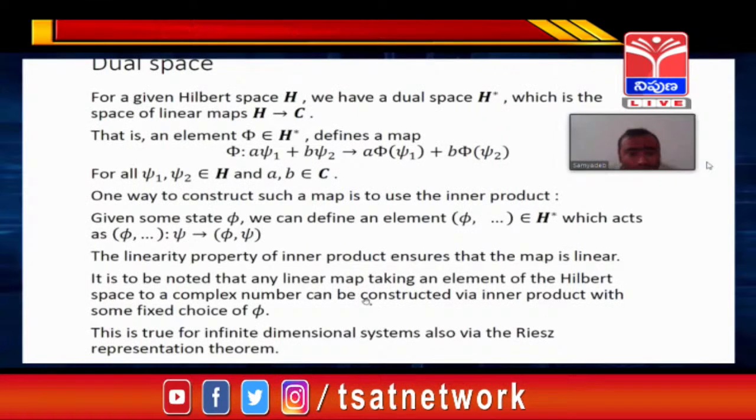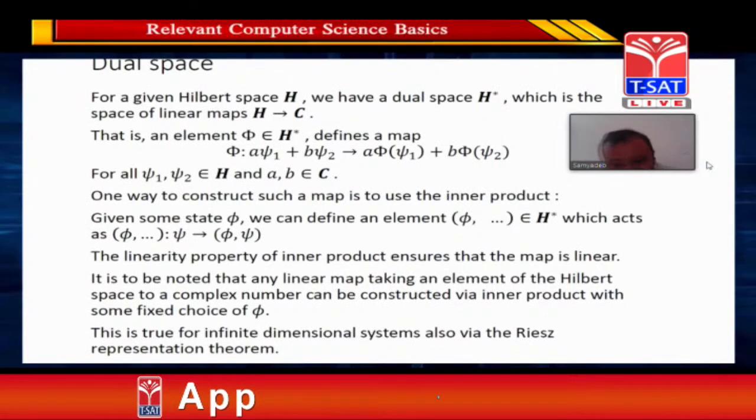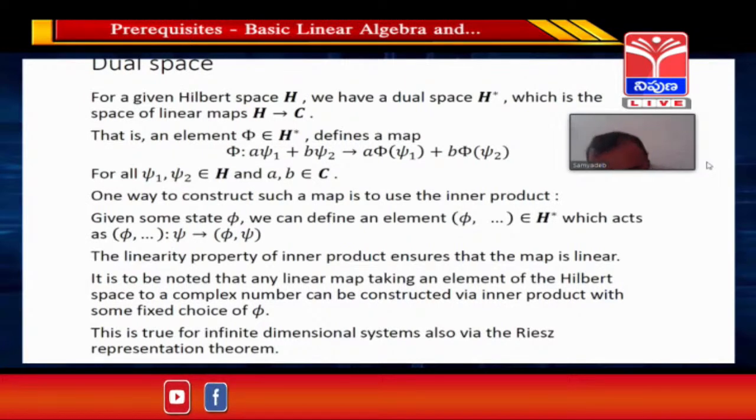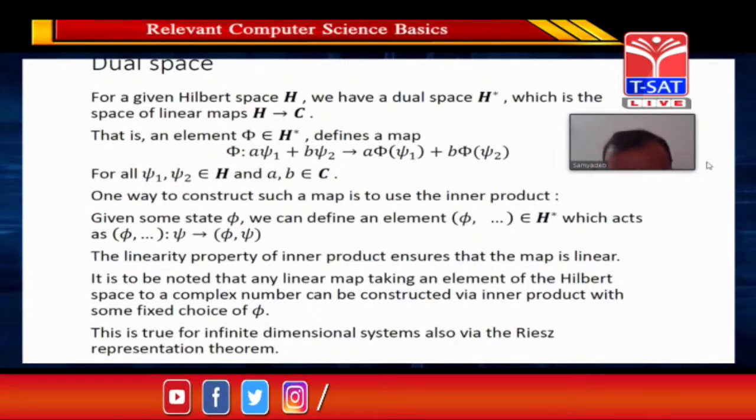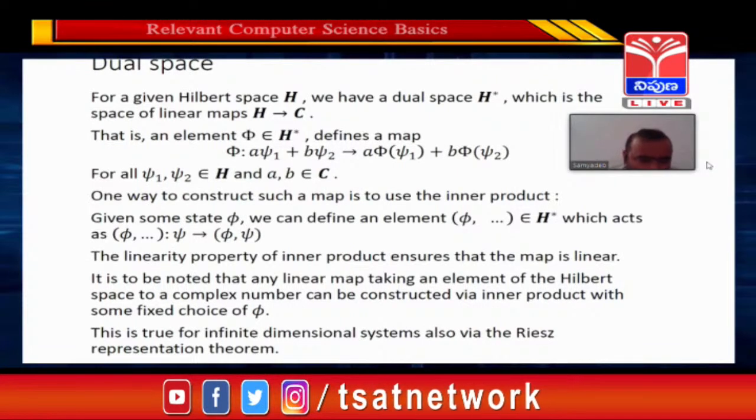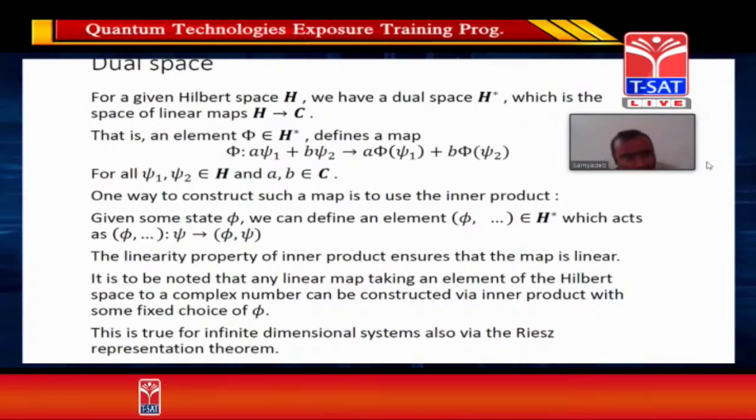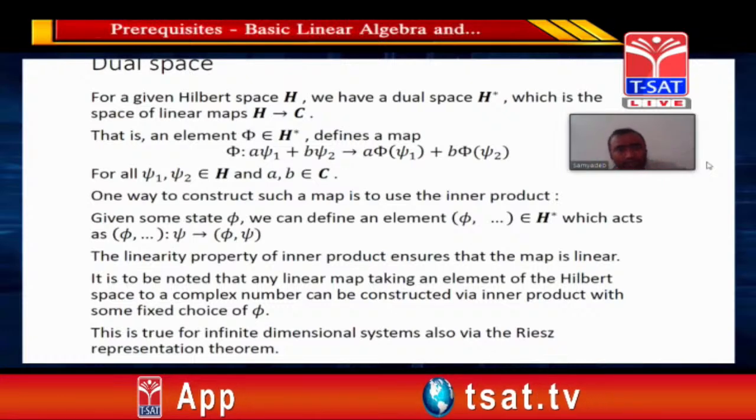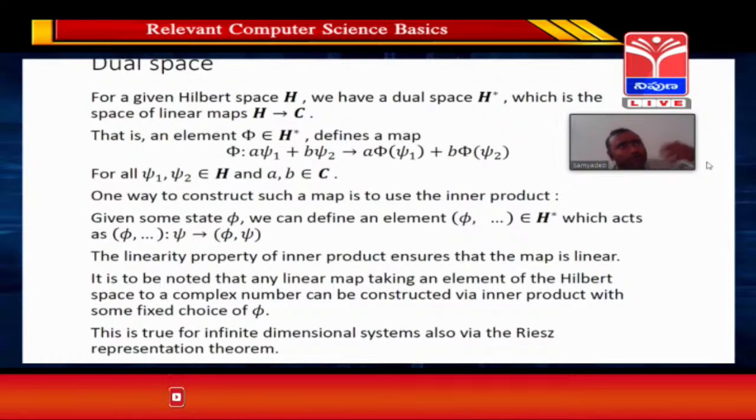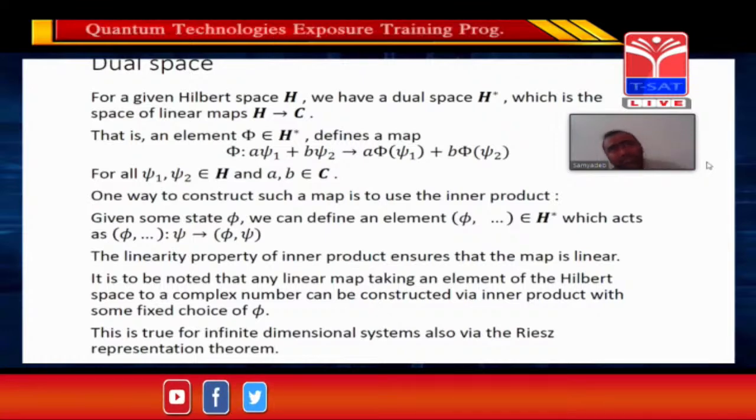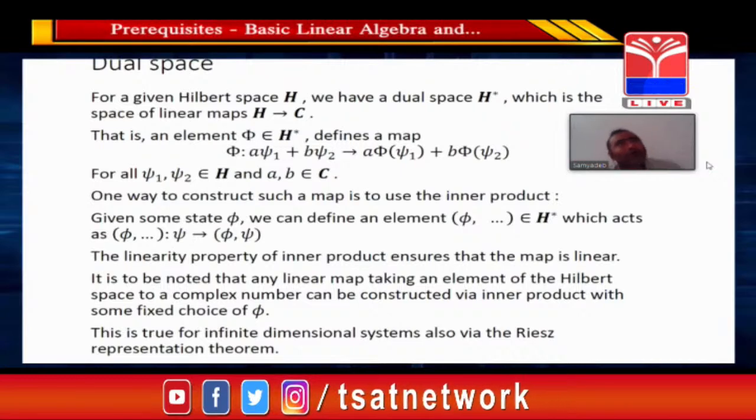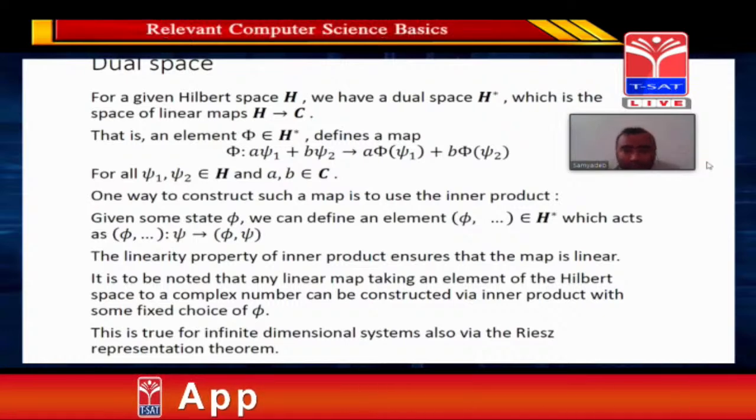It is to be noted that any linear map of this Hilbert space H star, taking an element of the Hilbert space, a vector, to a complex number, can be constructed via the inner product for some fixed choice phi. Now this is new information. When we say that the dual space is the space of all such linear maps which take an element of the Hilbert space H to a complex number, then it's fine.